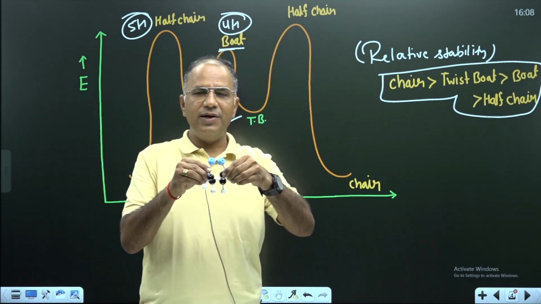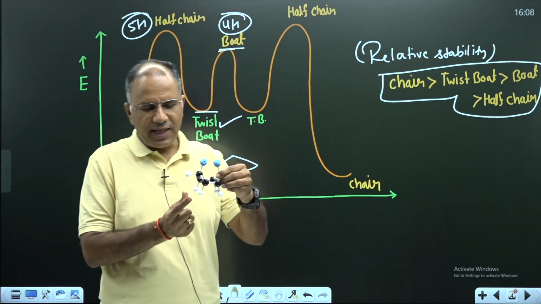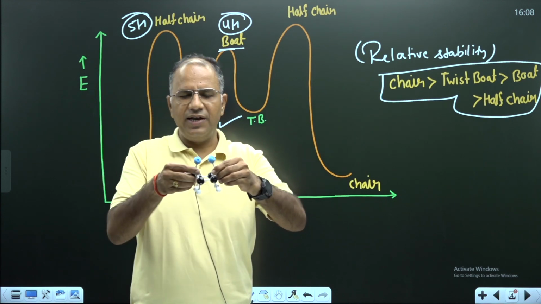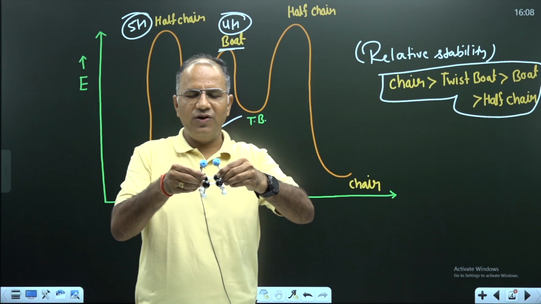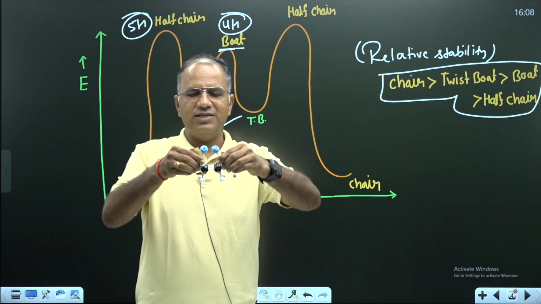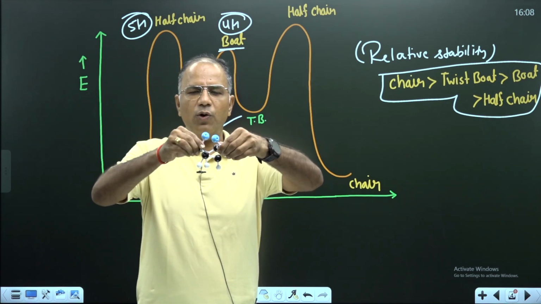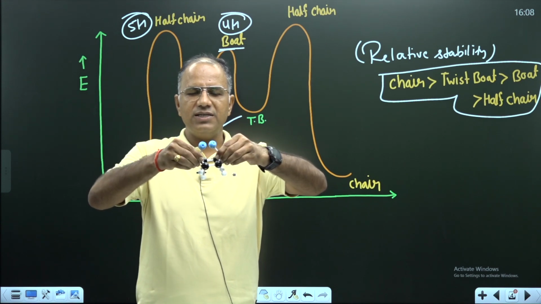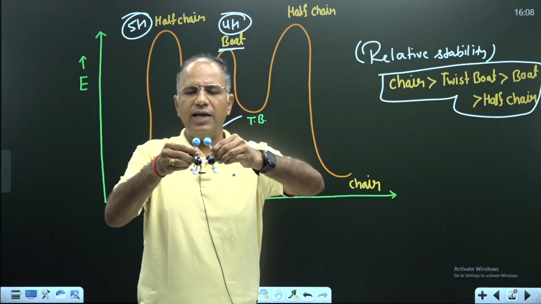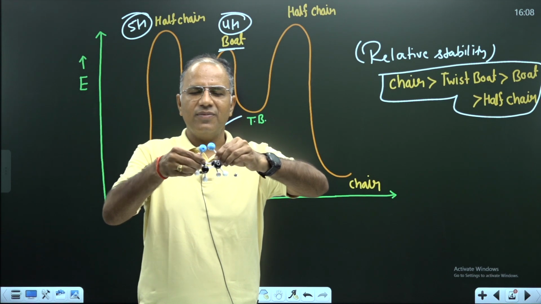Now, why does stability increase? If you watch, the eclipsing between two hydrogens will decrease. Eclipsing decreases. Flagpole hydrogen repulsion decreases, and this hydrogen eclipsing decreases.